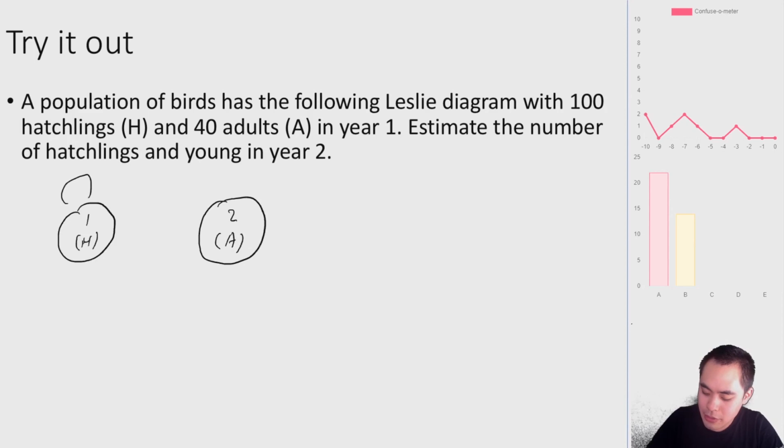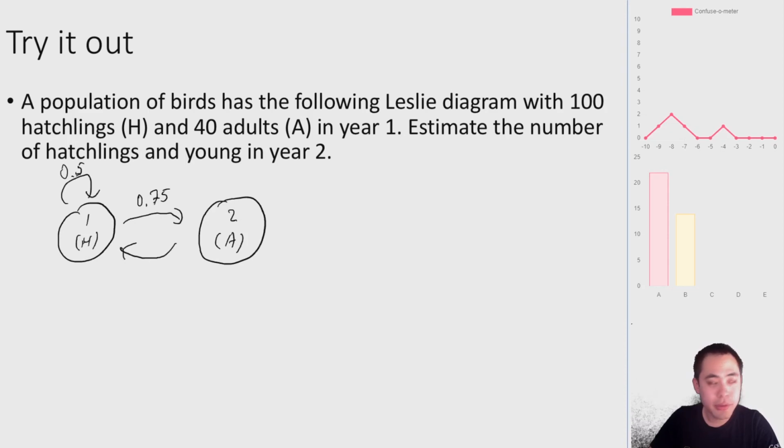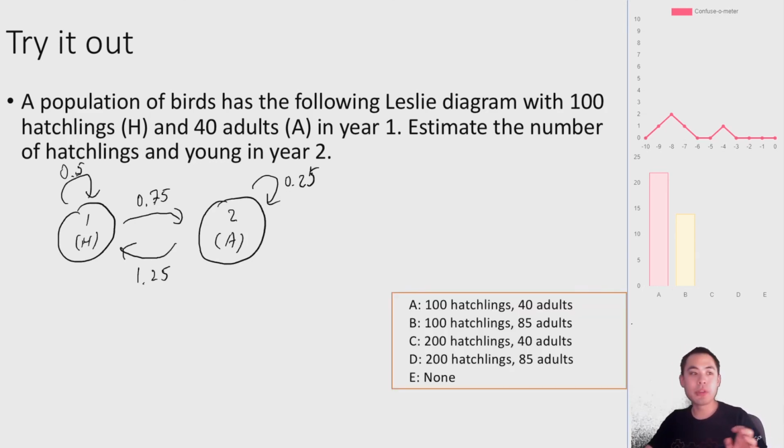And let's say I have an arrow 0.5 here. So for each hatchling, you end up with another half a hatchling the next year. And for each hatchling, you end up with 0.75 adults the next year. And for each adult, you end up with 1.25 hatchlings the next year. And for each adult, you end up with 0.25 adults the next year. So, given this Leslie diagram, I want you to compute how many hatchlings and adults there are the next year.